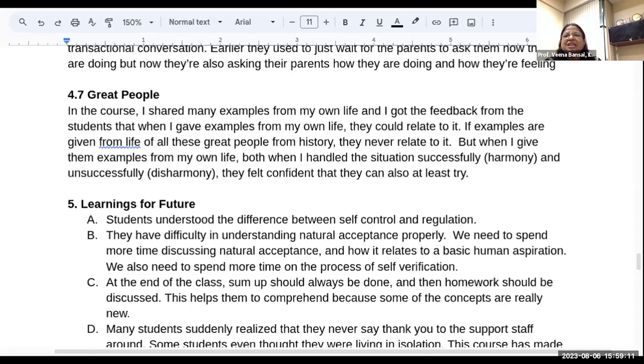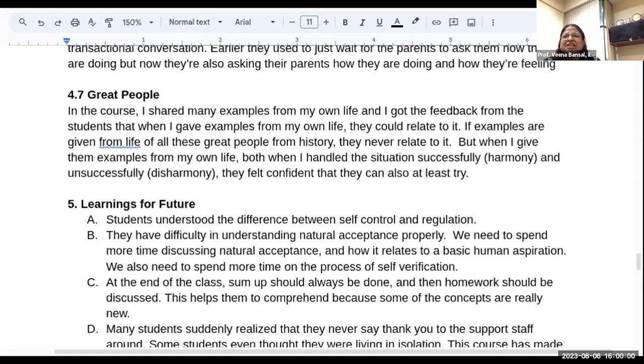Okay, so then learning for the future. I did learn a few things while conducting this course. Students understood self-control and regulation very clearly, the distinction between the two. They understood that when you have a higher goal, for example, you want to be healthy so that you can do what you want to do in your life and fulfill your participation, then maintaining health becomes very easy. They were self-regulated, so no need to look at do's and don'ts. Some people mentioned that their routine and eating habits became better. So this part they understood very well.